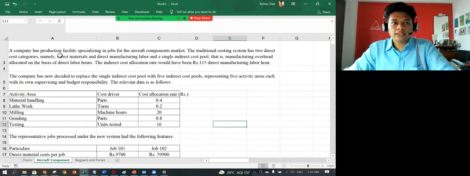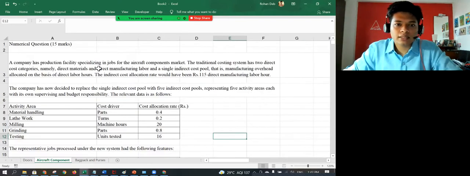Okay. So this is the question, and basically it's an aircraft component manufacturing company which has direct material, direct labor, and a single indirect cost pool. The manufacturer overhead is allocated on the basis of direct labor hours, and the allocation rate is 115 per direct labor hour.